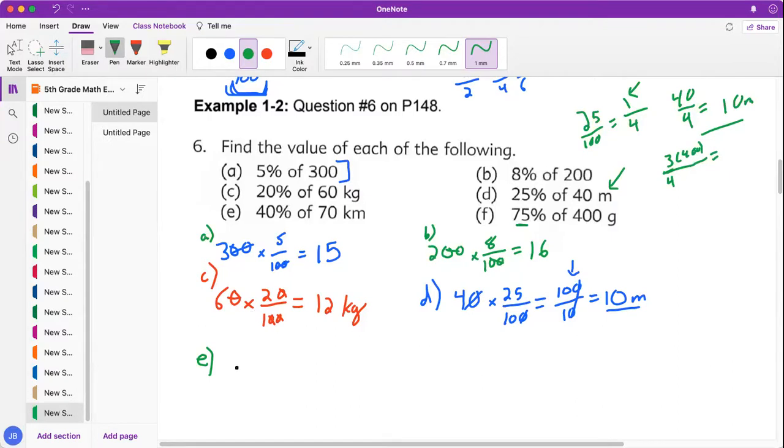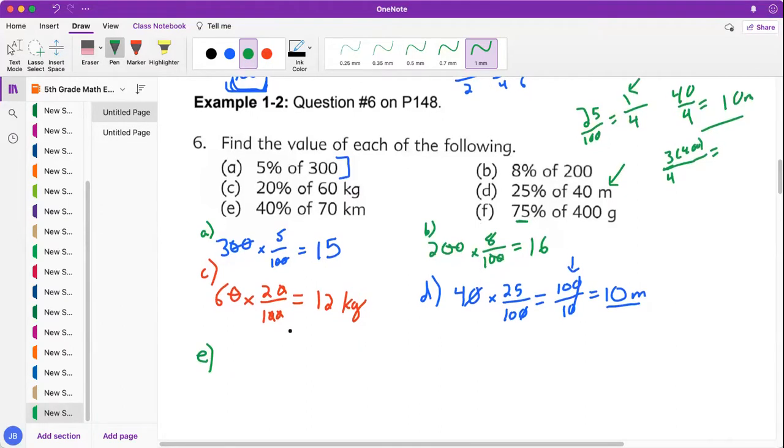Kong, did you want to try E? Yeah, so we would times it. 70 times 40 over 100. And then we can cancel on both zeros of 100, right? And then cancel the 70's 0 and the 40's 0. And then that would be 28. Perfect, 28. 28, and then kilometers. Great job.